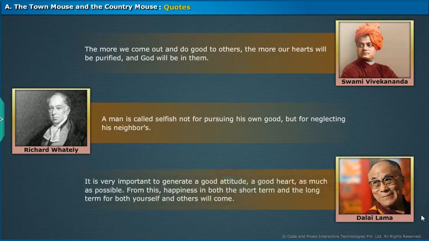It is very important to generate a good attitude, a good heart, as much as possible. From this, happiness in both the short term and the long term for both yourself and others will come. By Dalai Lama.